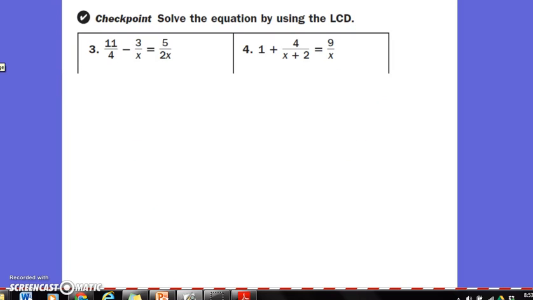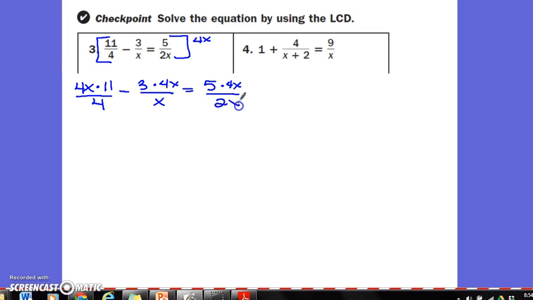All right, let's look at the first one. What I multiply to get rid of all the fractions is a 4x. So we have 4x times 11 over 4 minus 3 times 4x over x equals 5 times 4x over 2x. We then have to simplify. So here the 4's would cancel out. In the second fraction, the x's would cancel out. Here, this 2x cancels with the 4x and leaves a 2.